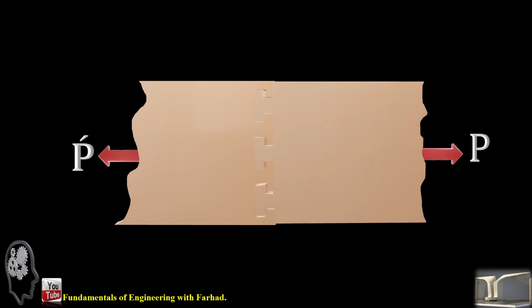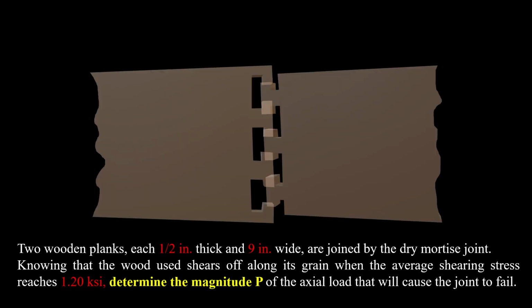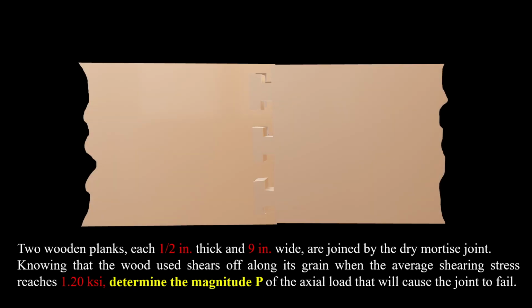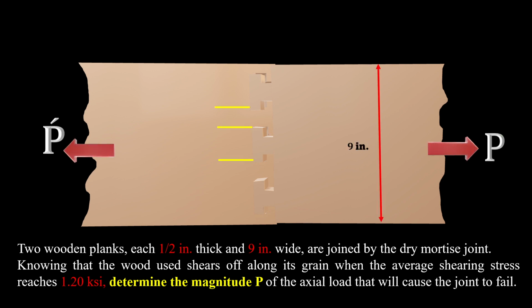If we know what the shearing stress at the wooden plate is, then we want to know what is the tensile force applied at both ends. So our wooden plates are provided to be half an inch in thickness and 9 inches in width. They are connected to each other, and the shear stress in wood is 1.2 ksi. We want to determine the magnitude of tensile force at both ends.